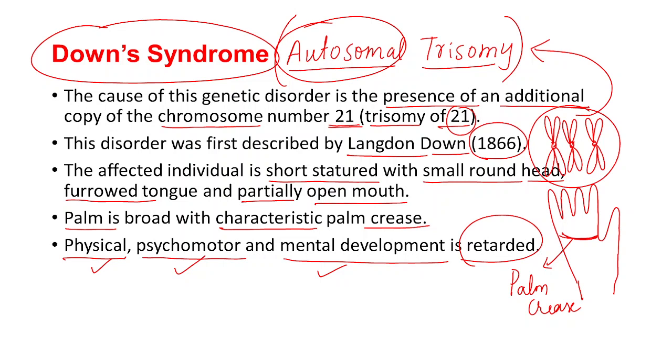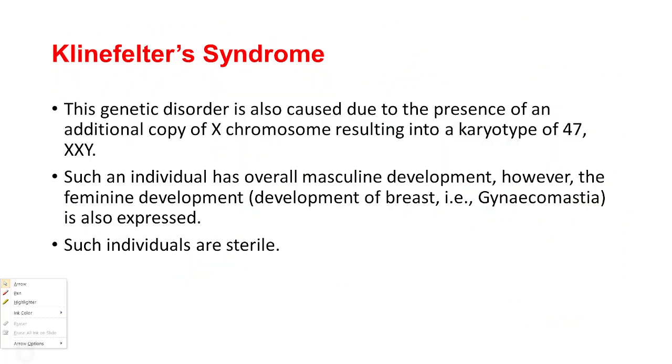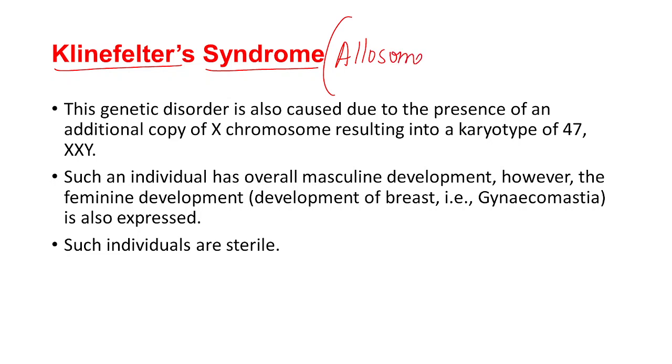Next one, the Klinefelter syndrome. See here, what is Klinefelter syndrome? It is an allosomal disorder wherein allosomal trisomy can be seen. That means in the sex chromosomes, a set of 3 chromosomes is seen here.